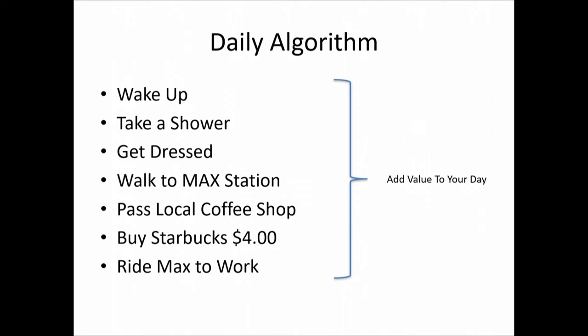This person, along with millions and millions of other people that go and get Starbucks in the morning, has an algorithm. And an algorithm is nothing more than just a set of instructions. That's what an algorithm is. In this case, she wakes up, takes a shower, gets dressed, walks to the Max, passes the coffee shop, buys, and goes to work. That's her algorithm. And the algorithm that she's established adds value to the day, otherwise she wouldn't do it. She feels better, or she thinks that she's better off, because she goes through this algorithm every day.